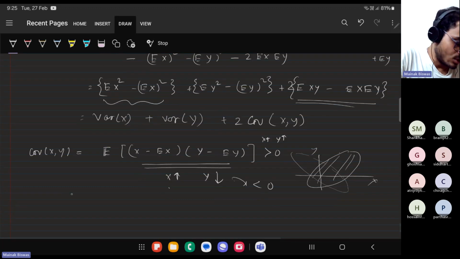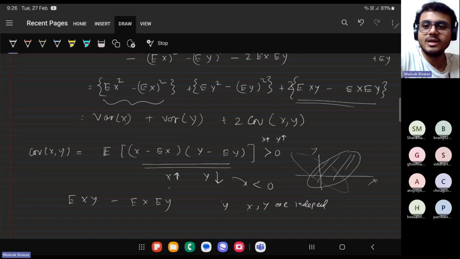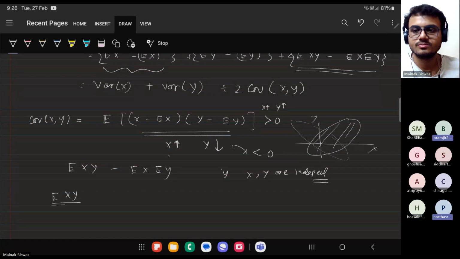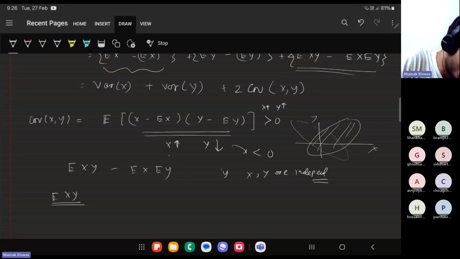Anyways, as Hussein was telling me, what is covariance of x and y if x and y are independent? This is all we need now. What is expected value of xy if they are independent? Expected value of x into expected value of y. Why? I don't know all this formula. Tell me how to do it.